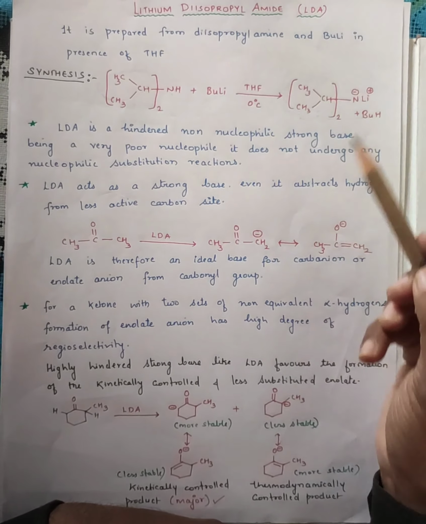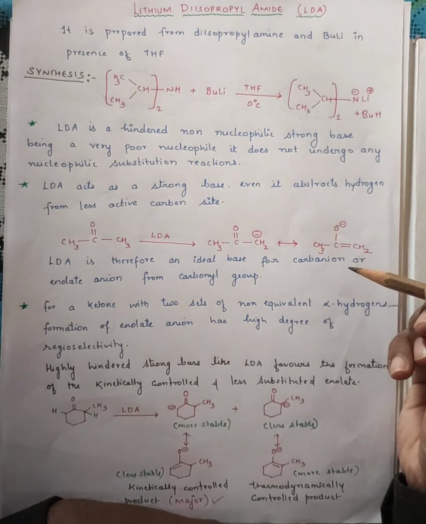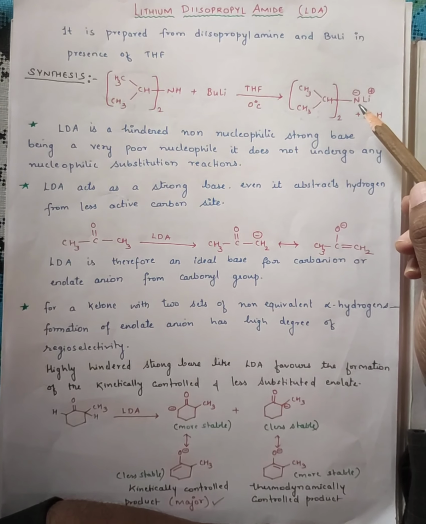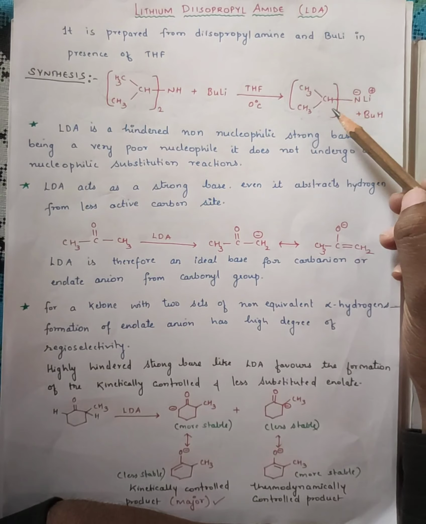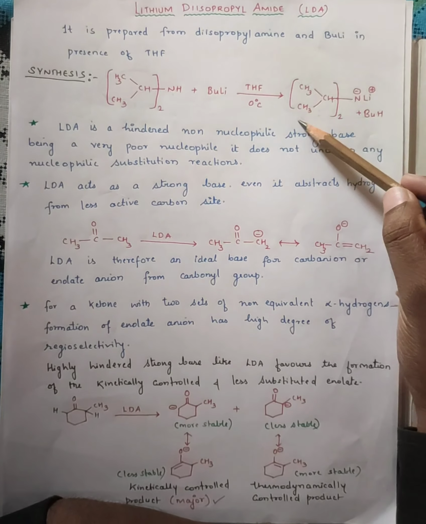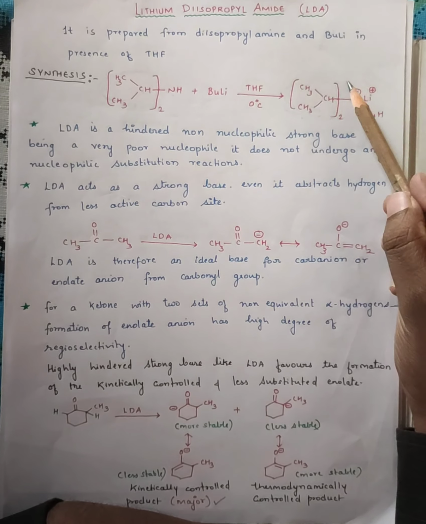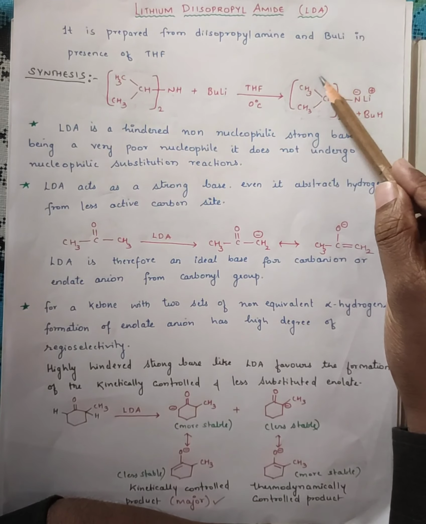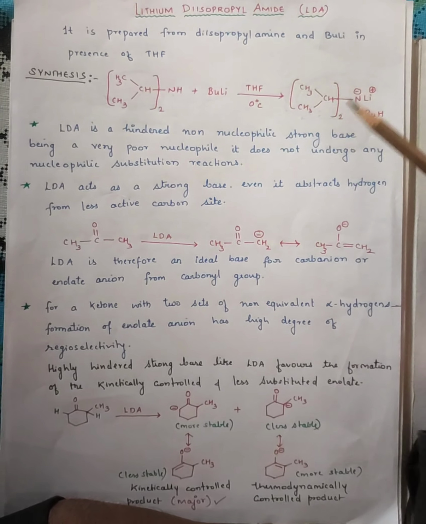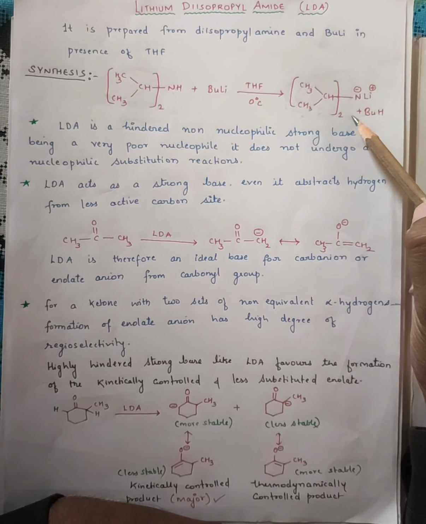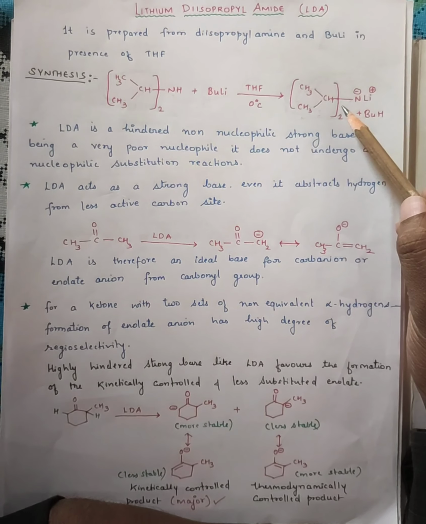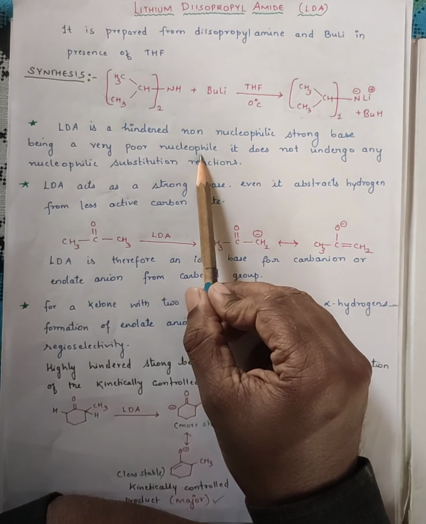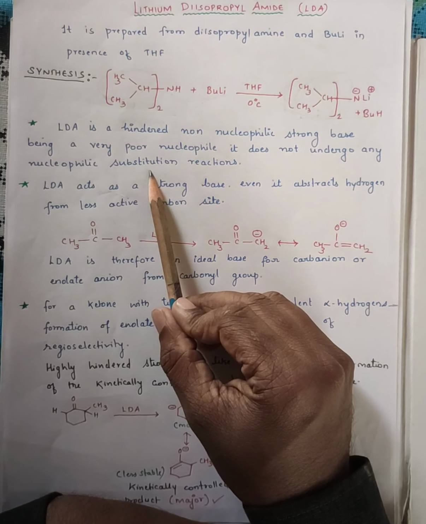This is our reagent. Now what is the speciality of this reagent? Although it is a nucleophile, it will not undergo nucleophilic substitution reactions, because LDA is such a big structure, with such a bulky group attached to the nucleophile, that substitution reactions are not favorable at all. So this is a special type of reagent which can act only as a base. You can read here: LDA is a hindered, non-nucleophilic strong base. Being a very poor nucleophile, it does not undergo any nucleophilic substitution reaction.